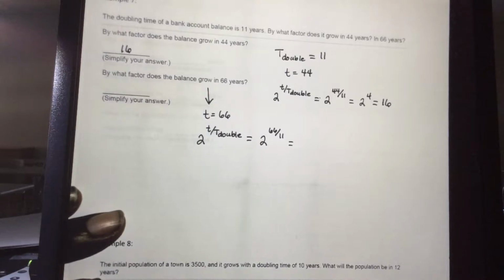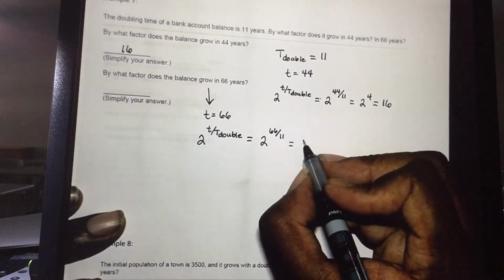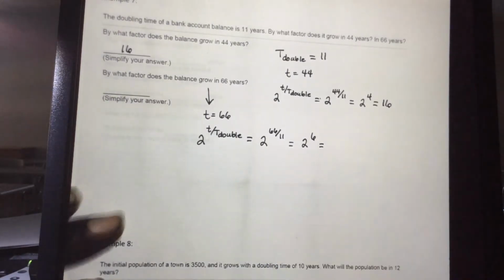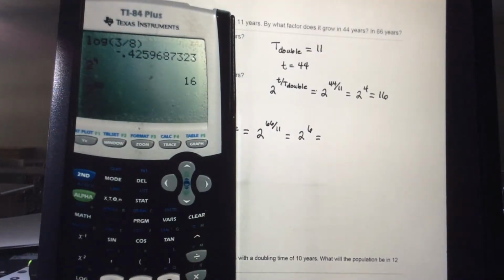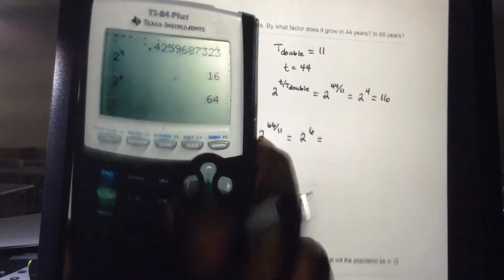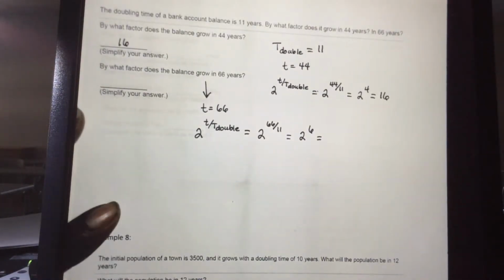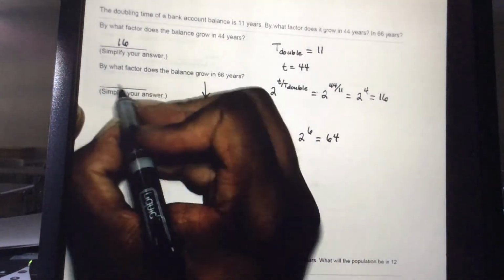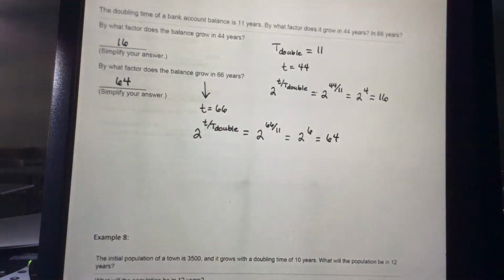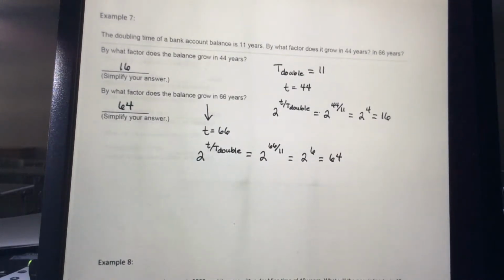And now 66 divided by 11 will be 6. So 2 raised to the 6th power will give you 64. So the balance in 66 years will grow by a factor of 64. Okay. That's how we do example 7. Okay, example 8.